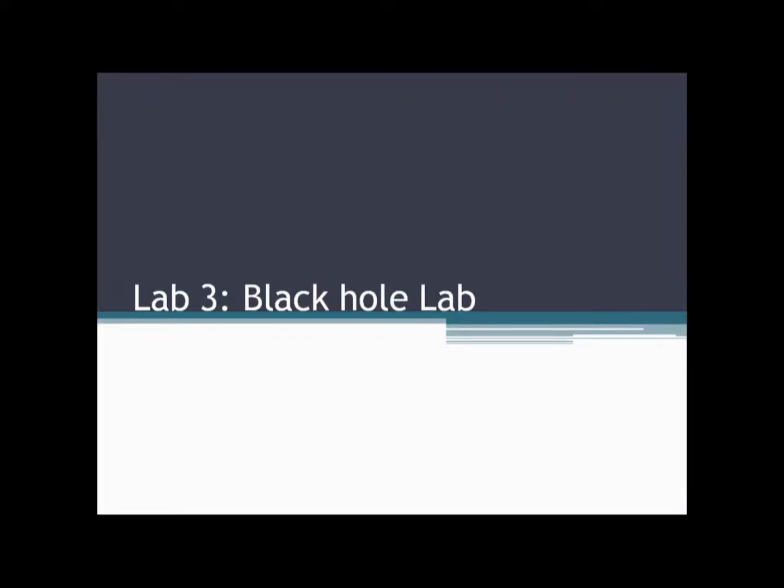Lab 3, Black Hole Lab. In this lab, we observed the motion of a star and used the observations to identify the forces. Unlike the other labs where we predicted the motion of an object using initial conditions, we are essentially going backwards in this lab. We are using the object's motion to identify the initial conditions, which, in this case, is the mass of the black hole.